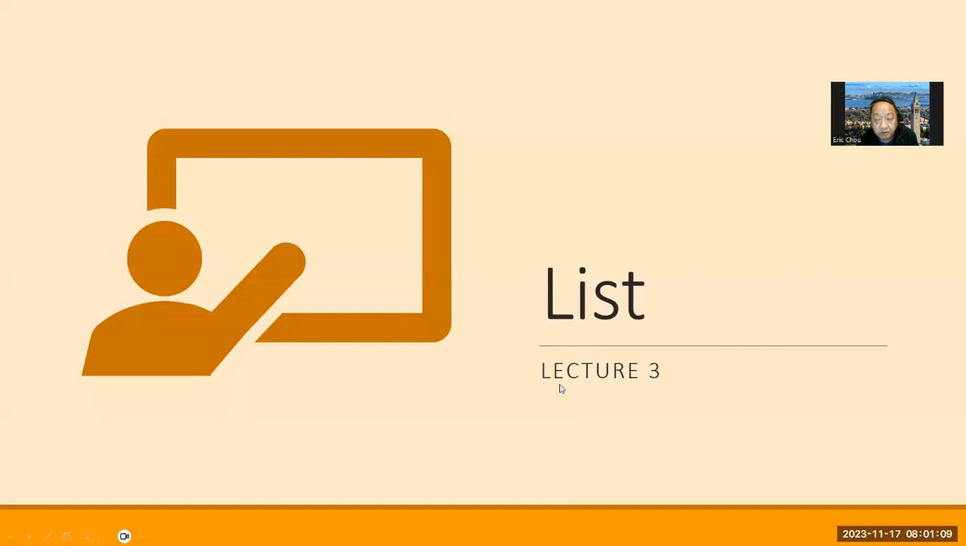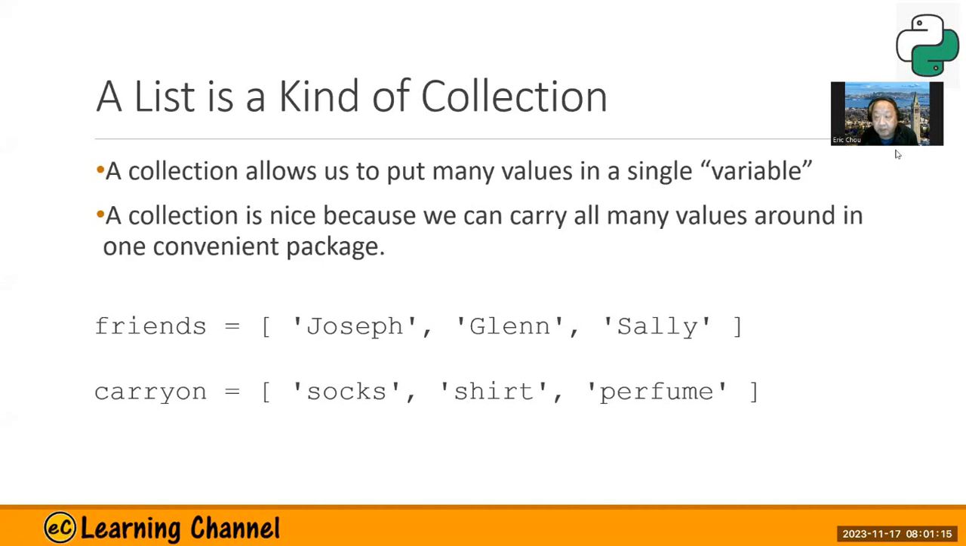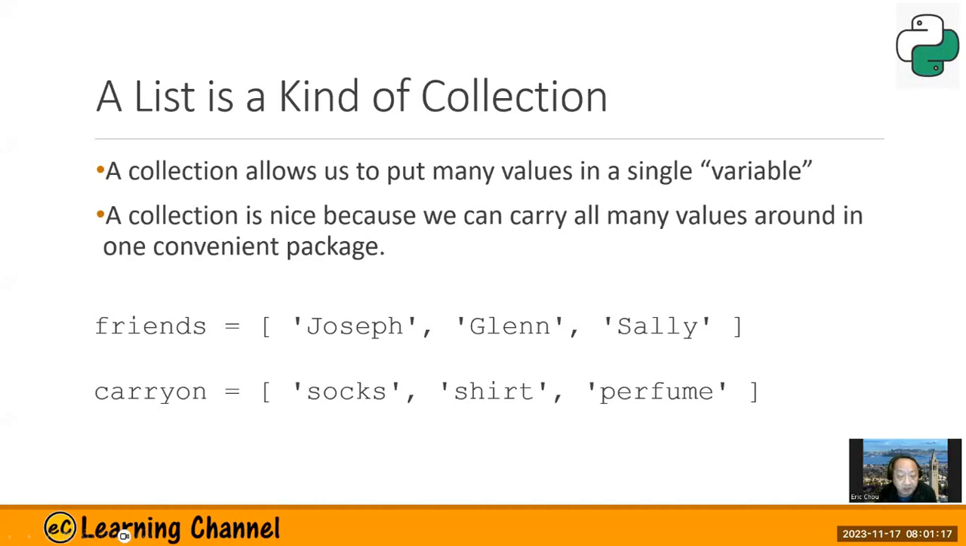The second data structure we will look at is the list. This is different from a tuple. It can be modified, can be inserted with data, can grow and can shrink. This is a collection of data that allows you to put many values in a single variable. A collection is nice because we can carry many of the values around in one convenient package.